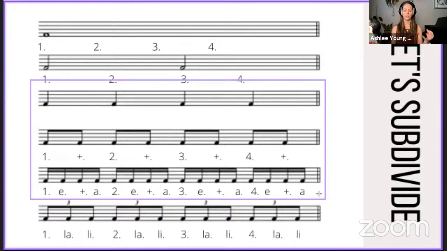1, 2, 3, go. 1, 2, 3, 4. 1 and 2 and 3 and 4 and 1 E and a 2 E and a 3 E and a 4 E and a. All right, you'll have to let me know the percentage of that one as well.